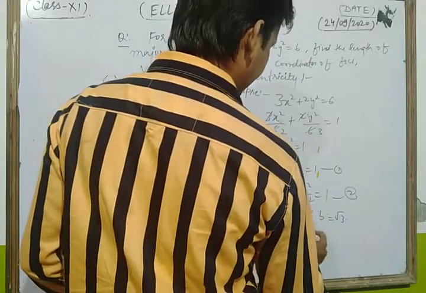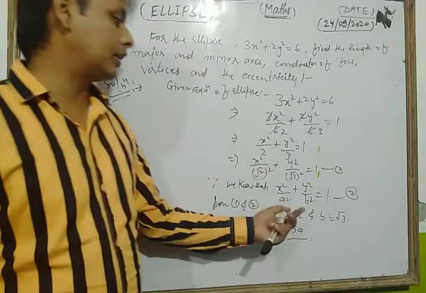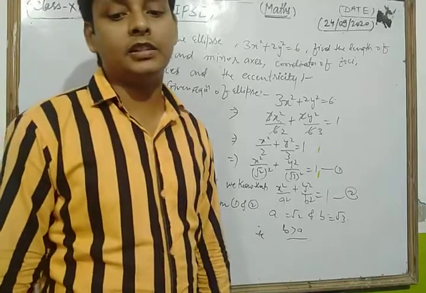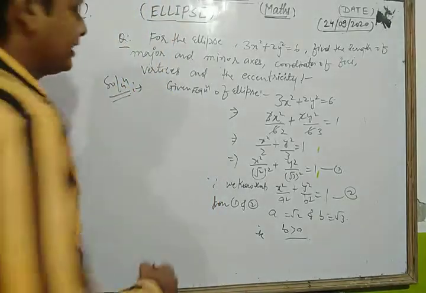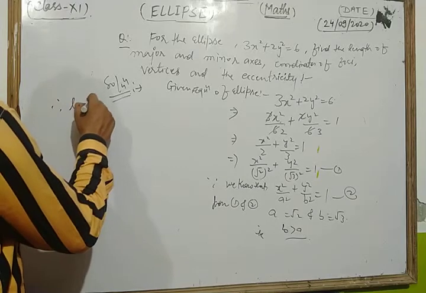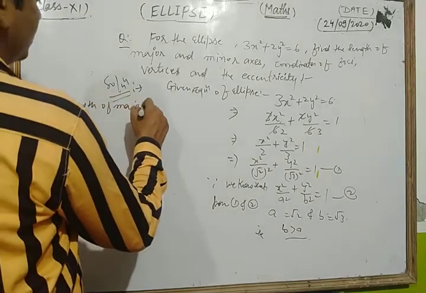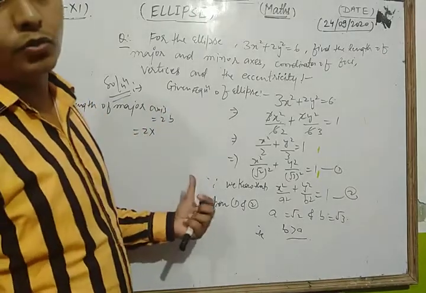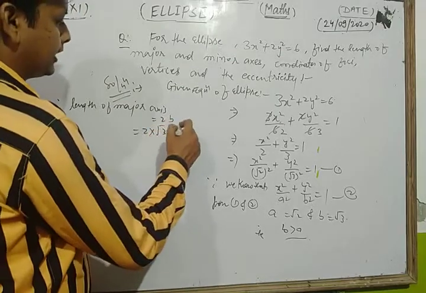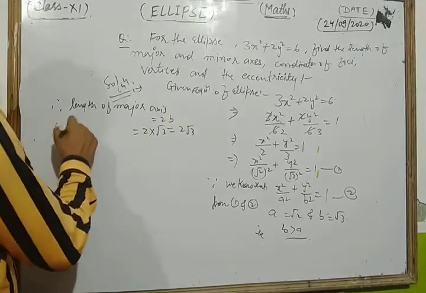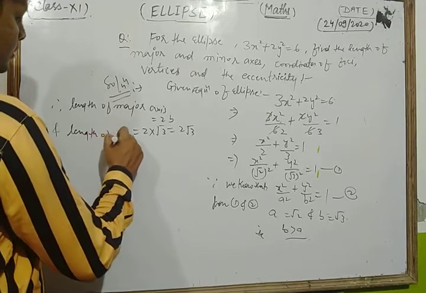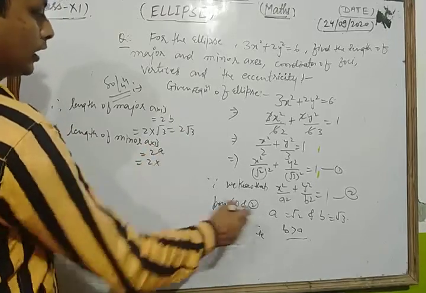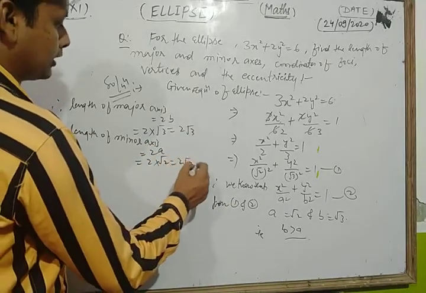That is, b is greater than a. Therefore, this is the ellipse in which b is greater than a. In that type of ellipse, the length of the major axis is 2b. So we write 2 into the value of b, which is root 3, that is 2 root 3. And the length of the minor axis is 2a, that is 2 into a, which is root 2, so 2 root 2. This is the length of the minor axis.